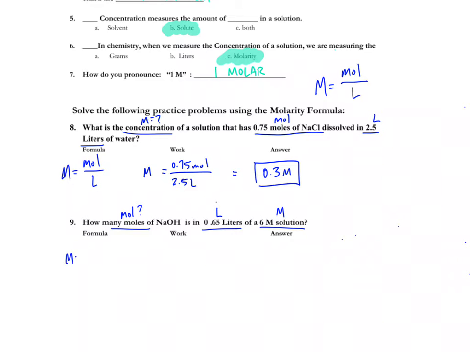So your formula, M equals moles divided by liters. So this time I'm given the molarity, which is 6. The moles is unknown, and volume is 0.65 liters. Alright, so I want to solve for the amount of moles, so I'm going to cross multiply here. 6 times 0.65 is going to give me the number of moles, and 6 times 0.65 should give me 3.9. So there should be 3.9 moles of sodium hydroxide in the solution.